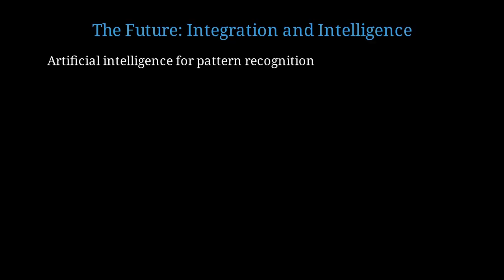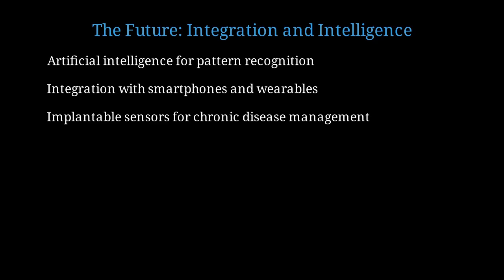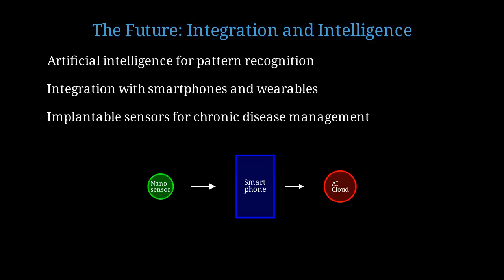Looking ahead, the future lies in integration and intelligence. Artificial intelligence algorithms can analyze complex patterns from multi-analyte sensors, detecting disease signatures that humans might miss. Integration with smartphones and wearables will make health monitoring seamless, with results transmitted instantly to your doctor or AI health assistant. Implantable nanobiosensors could continuously monitor chronic conditions like heart failure or diabetes, automatically adjusting medication delivery in real time. Imagine this integrated system. Nanobiosensors measure your biomarkers, transmit data to your smartphone, which sends it to AI systems in the cloud that analyze trends and alert your physician if intervention is needed. This is the future of healthcare.